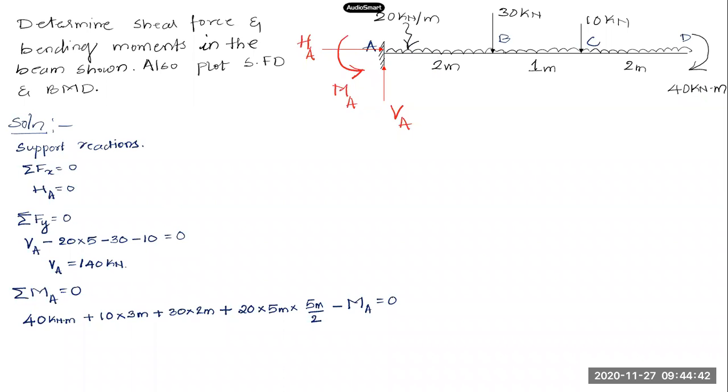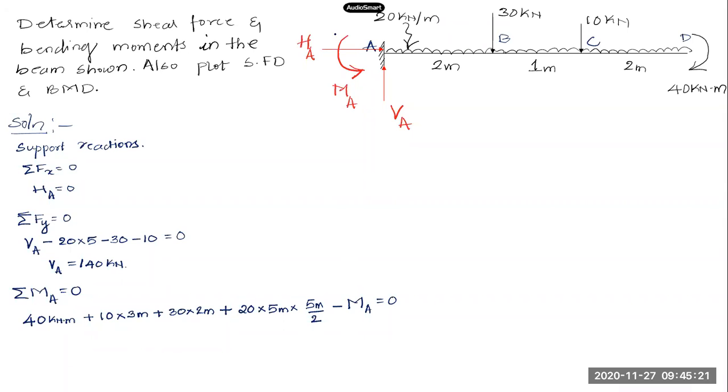And this is due to the UDL. What is the total load due to UDL? This UDL is spread over a length of 5 meters. So 20 kilonewton per meter into 5 meter. Where will it act? It will be acting exactly at the middle of this UDL length. If the length of the UDL is 5 meters, the resultant, this 100 kilonewton, will be exactly at a distance of 5 by 2, exactly at the center. So its moment about point A will be this 20 into 5 into 5 by 2.